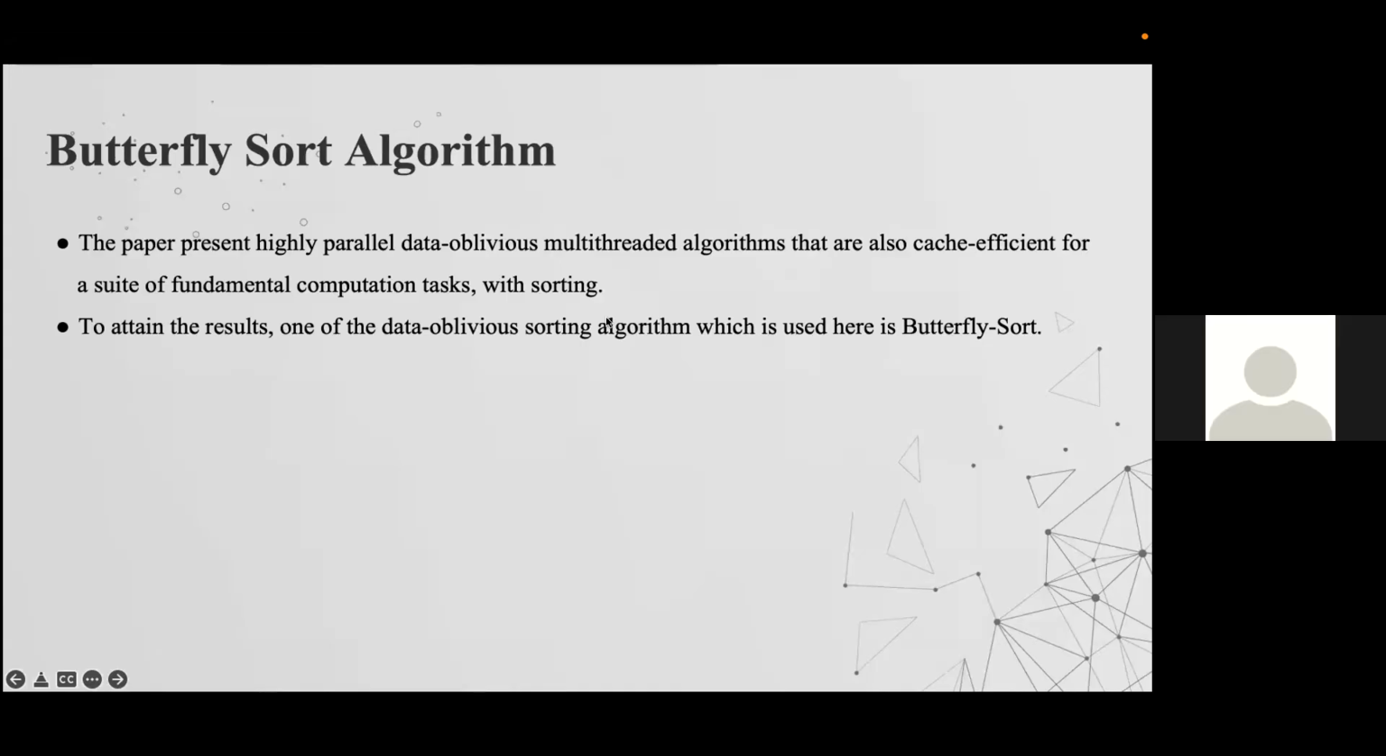Like we have two algorithms which are discussed in the paper. One is binary fork and the other one is butterfly sort. Binary fork has already been discussed before, so now we're going to discuss butterfly sort. This is also a data oblivious multi-threaded algorithm, which is highly cache efficient, and it also involves the usage of sorting methods.